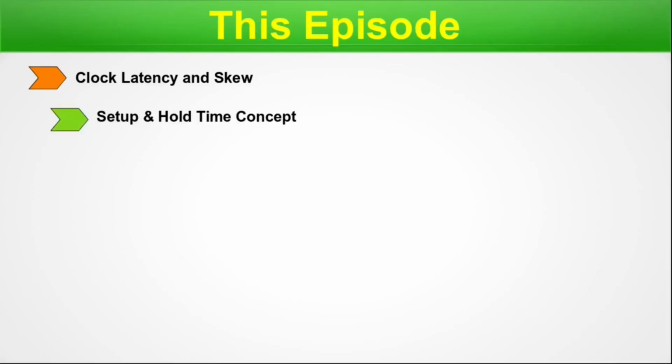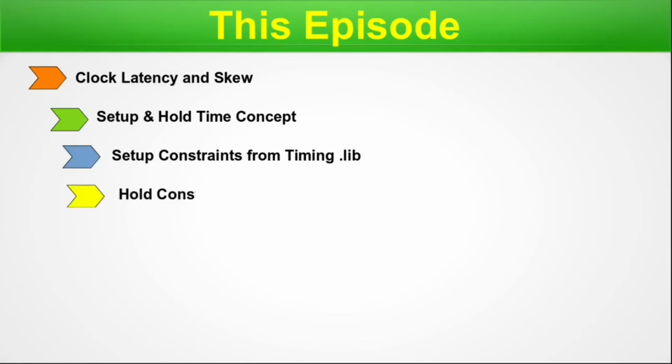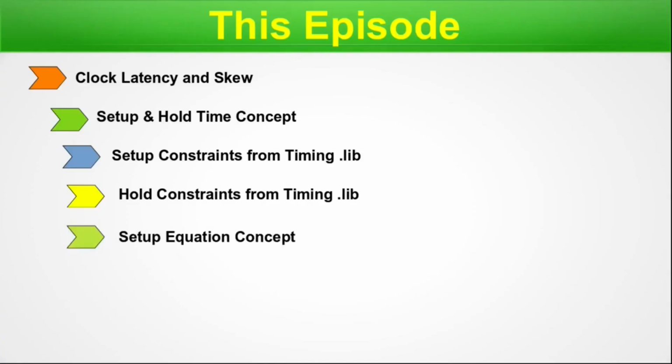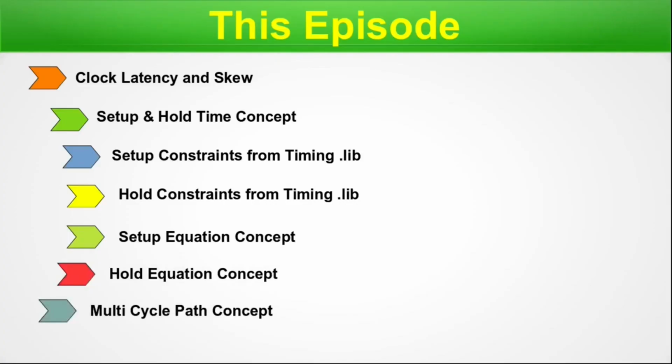So today's menu is, first we talk about clock latency and skew, then setup and hold time concept, setup constraints from timing.lib. Next, we cover hold constraints from timing.lib. We talk about setup equation concept. We talk about hold equation concept. We talk about multi-cycle path concept. And finally, we talk about half cycle path concept. So this is the menu for today. Without any further delay, let's begin.